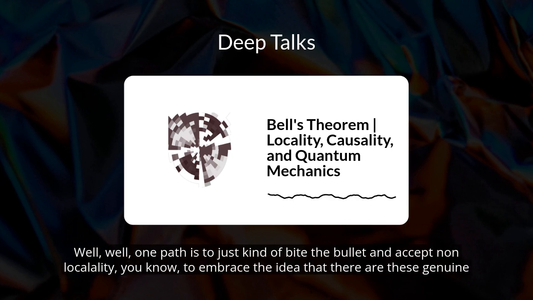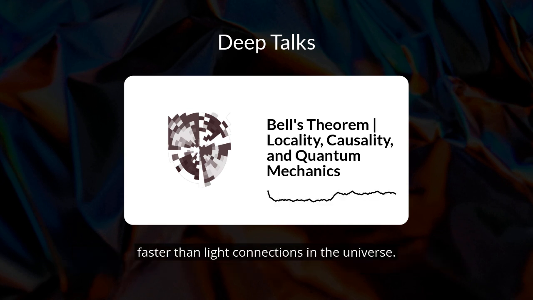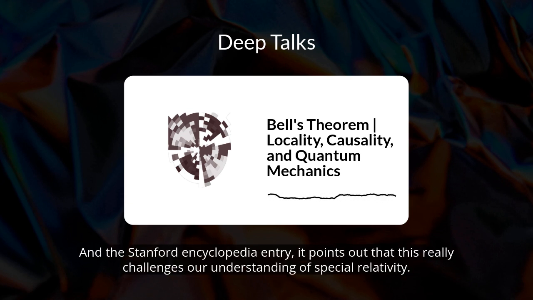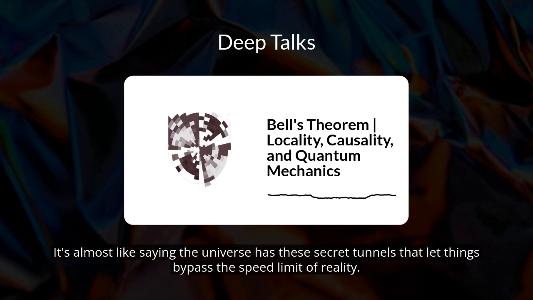Well, one path is to just bite the bullet and accept non-locality, to embrace the idea that there are these genuine, faster-than-light connections in the universe. And the Stanford Encyclopedia entry points out that this really challenges our understanding of special relativity. I mean, that's a tough pill to swallow. Yeah. It's almost like saying the universe has these secret tunnels that let things bypass the speed limit of reality.